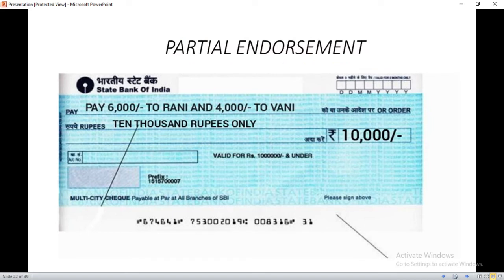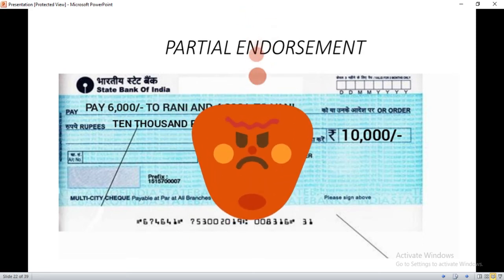Next one is partial endorsement. It comes under section 56 of the Negotiable Instruments Act. Look at the example. The endorser needs to pay a sum of 10,000 rupees together to Rani and Vani, but he had only one check. That's why he split that amount which he wants to pay them. He didn't trust them. That's why he mentioned it like this. This type of endorsement is invalid. Totally invalid instrument.